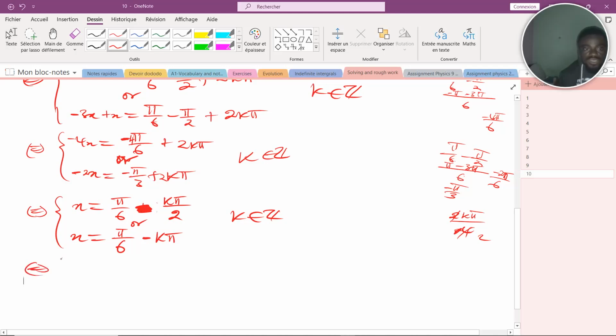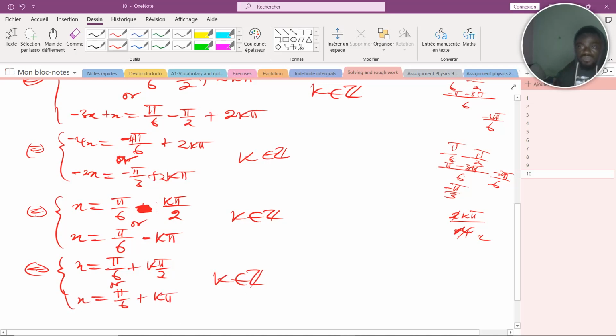So this will be equivalent to x being equals to what? Pi on 6 plus k pi on 2, or x being equals to what? Pi on 6 plus k pi, with k belonging to the set of integers. I hope you are understanding what I'm saying. Since k is an integer, look at something. Let's check these two solutions.